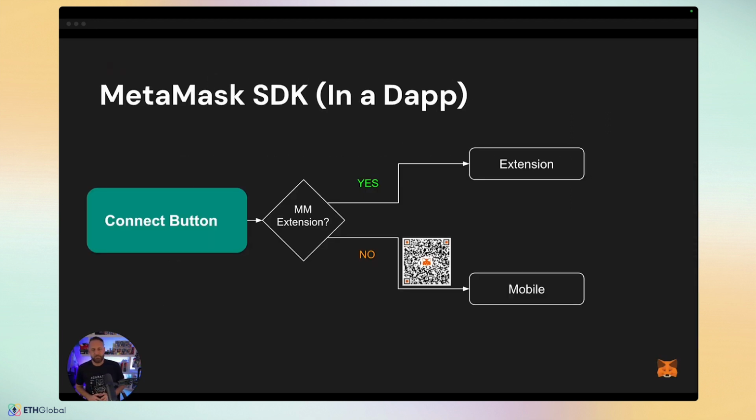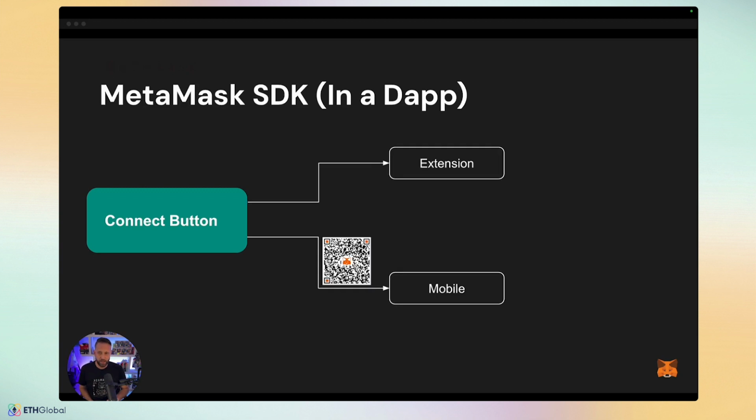MetaMask SDK in a dApp. Basically, for your user, the way that it works is you have a connect button. We kind of determine whether there's a MetaMask extension or not, especially if they've already connected to SDK. If so, we'll connect them to the extension. If not, we'll show that QR code. That's if they've already connected before with extension. It'll kind of do this flow here.